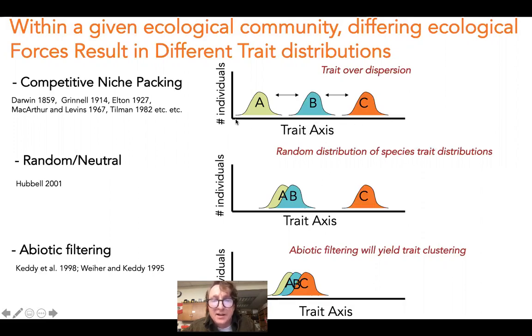Maybe this is leaf size or seed size going from low to high. And so here we have 3 different species, and in this case, species A, B, and C are dispersed kind of evenly along the trait axis. And so we tend to call this the traits being over-dispersed along the axes. That is, species are more evenly distributed along this trait axis.